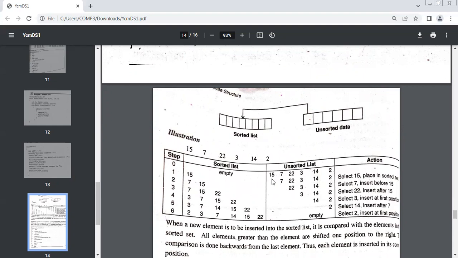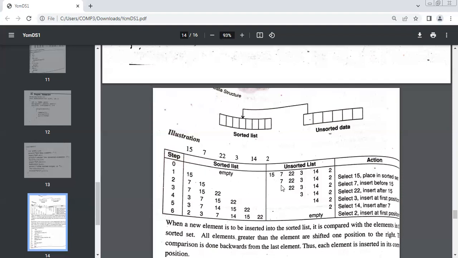ओके, सिलेक्ट 15 प्लेस इन सॉर्टेड सेट. ओके, हमने 15 सिलेक्ट किया है, उसको हम सॉर्टेड में प्लेस करेंगे. ओके, देन सेकेंड एलिमेंट लेना है. सेकेंड एलिमेंट है 7, हमें सॉर्टेड लिस्ट में कंपेयर करना है. सॉर्टेड लिस्ट में हमें खाली 15 मिल रहा है. तो 15 एंड 7 का कंपैरिजन होगा, 7 एंड 15 का स्वैपिंग होगा और वो स्वैप करेंगे हम. 7 आगे आएगा, 15 बाद में आएगा.